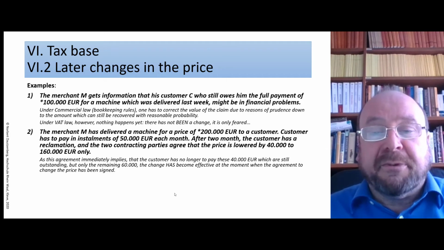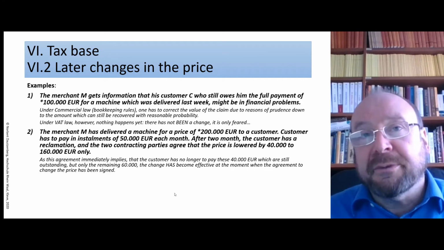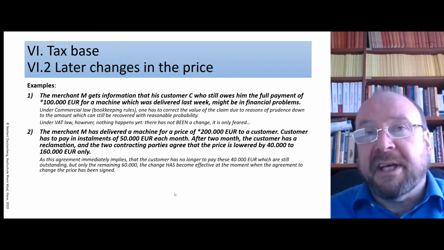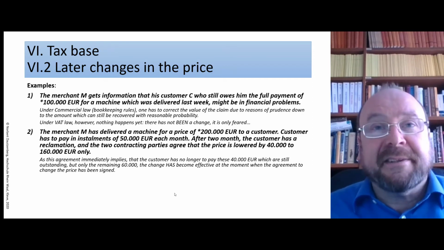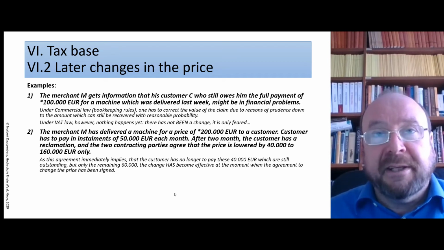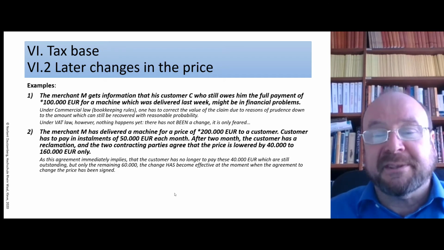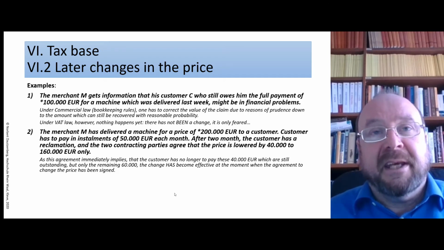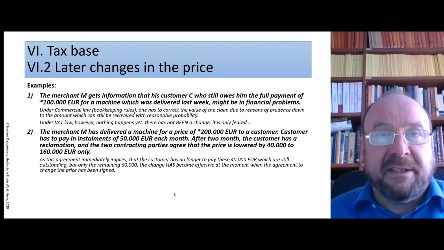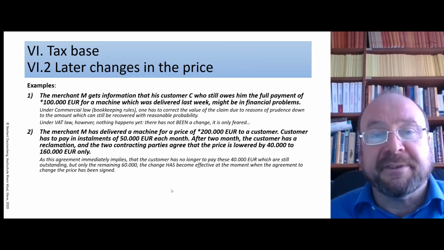Now, up to now the customer has paid 100,000, and now you reduce the outstanding amount to 60,000. So from that moment on, when this agreement has been signed, the change has become effective because the customer complained, you accepted that, both agreed the outstanding price amount goes down immediately when the ink is dry under the agreement, and so the change has become effective, and you can now correct and communicate the change to the fiscal office.